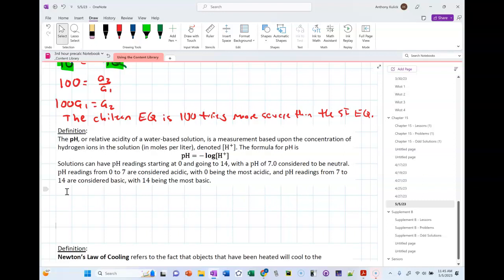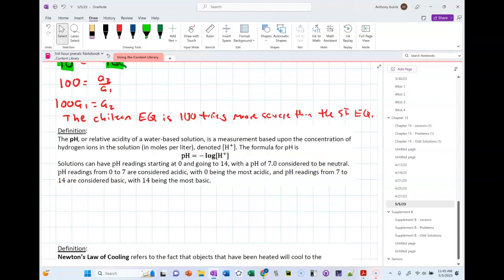Where's lemonade on the scale? It's probably acidic, good at 6. Yeah. It's got citric acid in it, and probably some ascorbic acid or vitamin C or something in there that's acidic also.